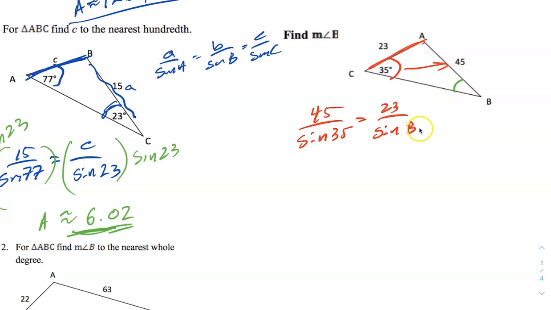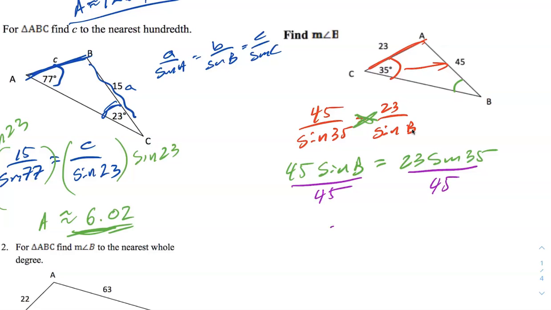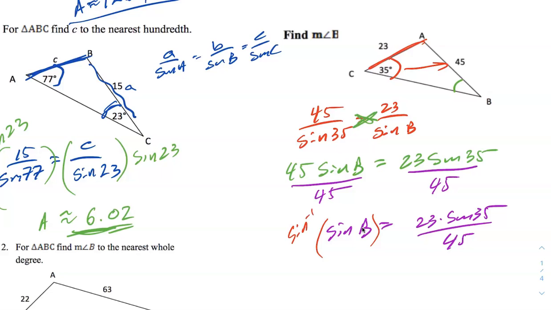Now, this one's a little different than the last one, since what I have missing is the angle. So let's cross multiply this time. I'm going to get 45 sine of B equals 23 sine of 35. Then divide by 45. So I get sine of B equals 23 times sine of 35 over 45. Now to get rid of the sine, we have to do inverse sine here. So we're going to take the inverse sine, or the arcsine, of both sides, you could say.